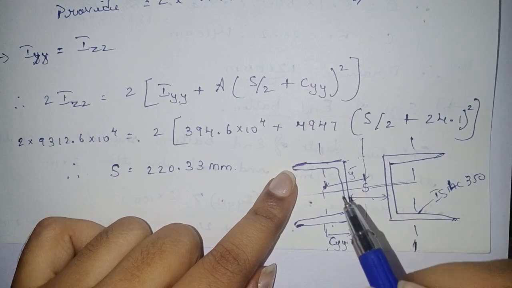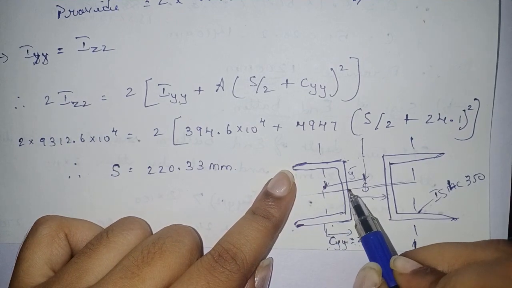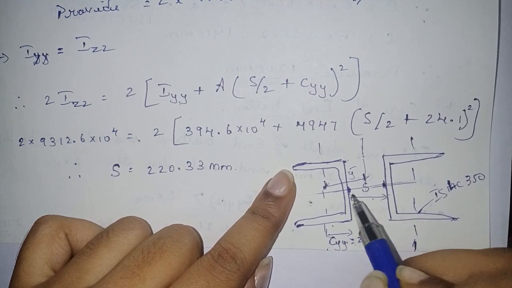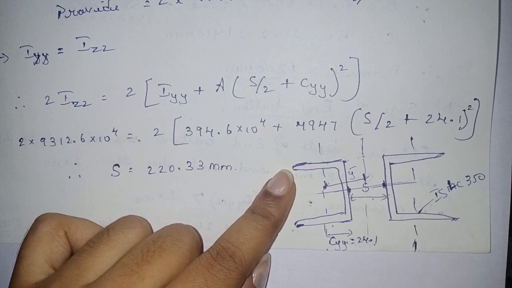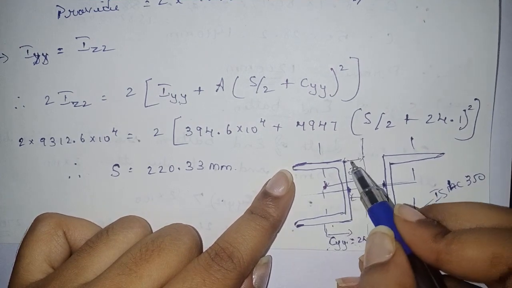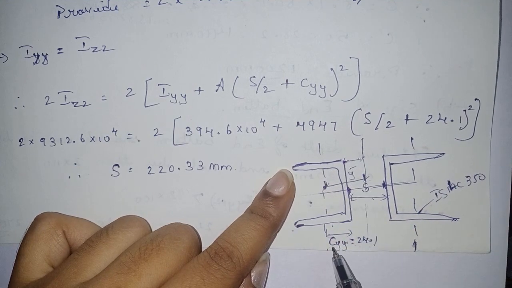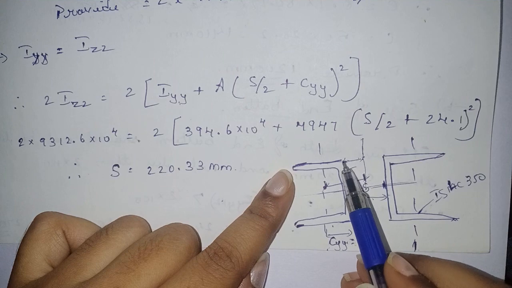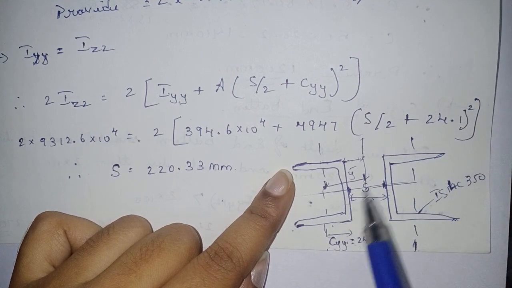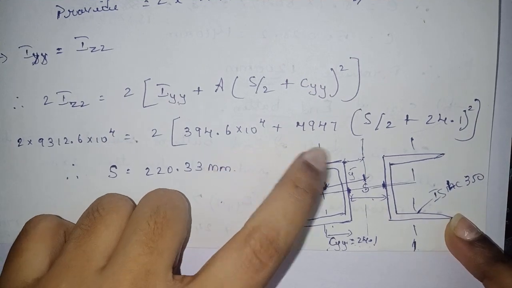Area into y bar. How to calculate y bar? So here is the total, from here to here it is s, right? From the inner to inner dimension, the spacing between the two channels is s. So s divided by 2, I'll get this dimension, right? This is the s divided by 2, plus what is this distance? Cyy. So s divided by 2 plus Cyy will give me what is y bar distance, right? So y bar square. So that will give me y bar.